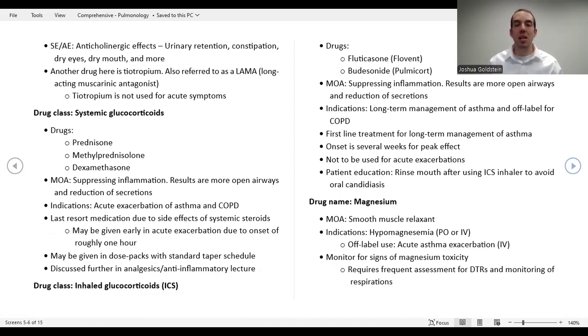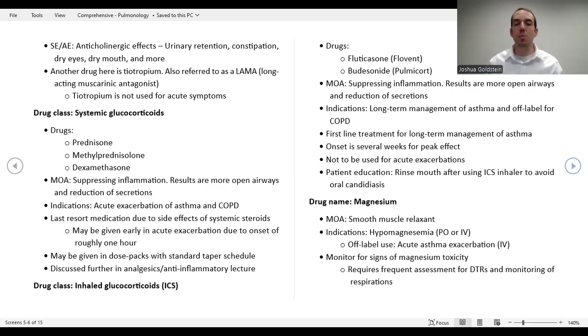Moving on, we have systemic steroids. Now, I discussed this extensively in the anti-inflammatory lecture, so I'm just going to go through the quick version here. The drugs in this class are prednisone, methylprednisolone, dexamethasone, and so many more. All the steroids end in ONE, which most hormones also end in ONE. The mechanism of action of steroids we've discussed is that it suppresses inflammation. It does a bunch of other things as well. But in this case, remember we said one of the 3 problems of asthma is inflammation. So this deals with that inflammation. This is generally considered a last resort medication because we don't want to give systemic steroids when it's not needed.